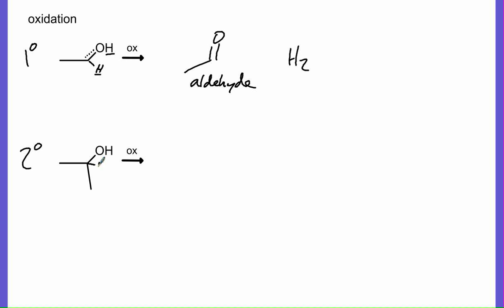I'm going to take a hydrogen from this carbon, I'm going to take that hydrogen from the hydroxyl group, and I'm just going to make a double bond there between that second carbon and that oxygen. And this time I have a ketone as a product.